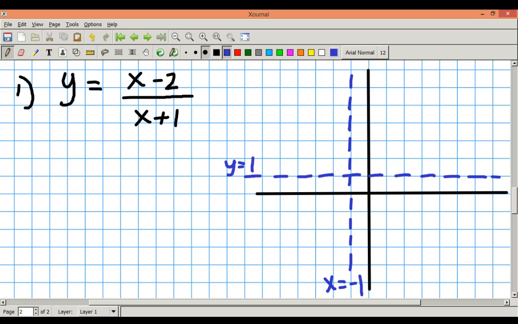Okay, so we got both asymptotes in there. We still don't have the graph itself. So this time we're going to find the graph by identifying where it crosses the x-axis and the y-axis. So right now we're going to look for the x-intercept.